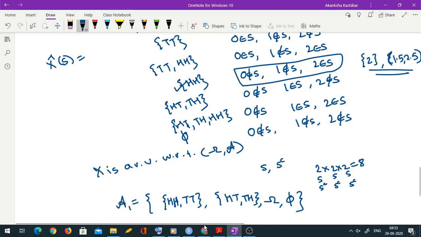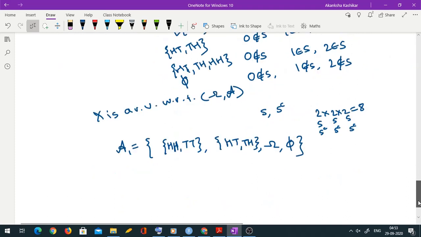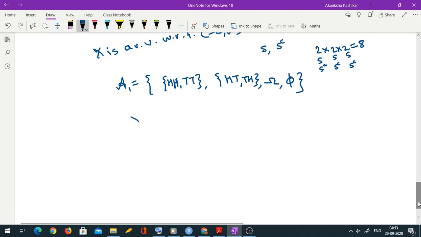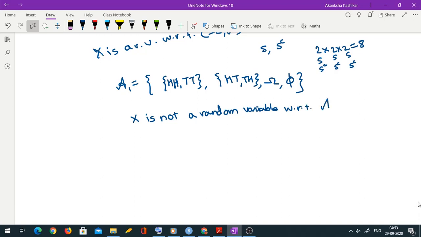So if you define a set, say singleton 0, then its inverse image is not in your script A1. So we will say that this function X is not a random variable with respect to omega, script A1. So we established that this X is a random variable with respect to the original A, which had 8 sets in that sigma field, whereas it is not a random variable with respect to this A1. Is it okay?